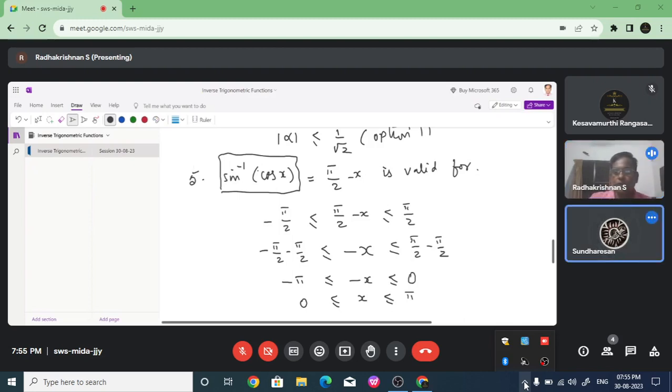The greater than or equal to will become less than or equal to. Less than or equal to will become greater than or equal to.